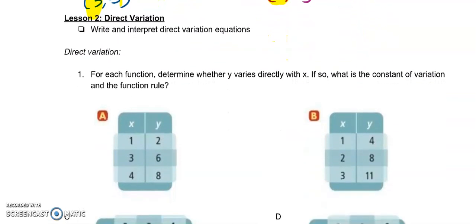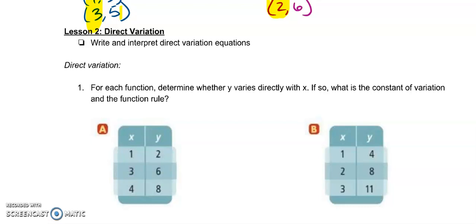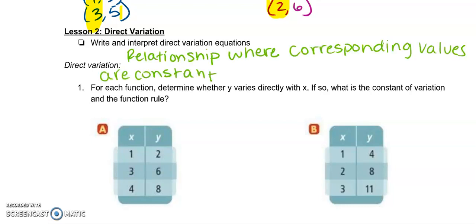Now we're going to talk about a specific type of function, which is direct variation. And you've seen these before. These are linear equations that are just specific. So direct variation is a relationship where the ratio of corresponding values is constant. So what this means is that you might have an equation that looks something like y equals, I'm going to call it k for our constant variation, and x. This is what the formula is going to look like.